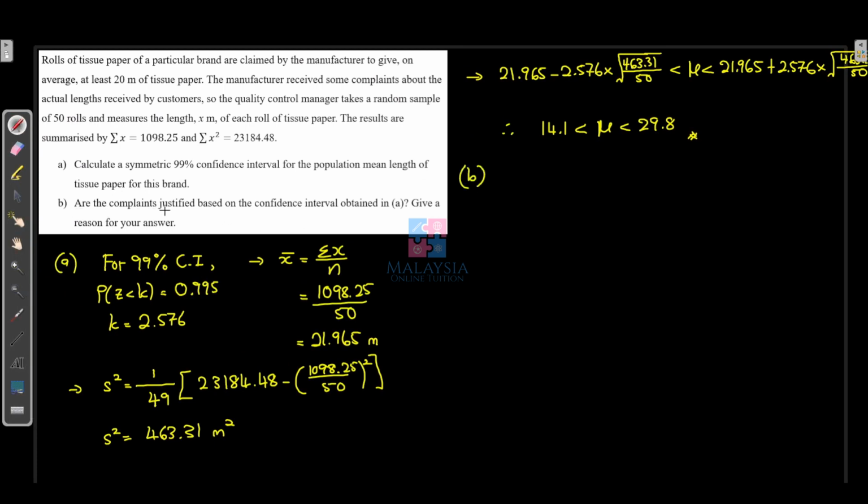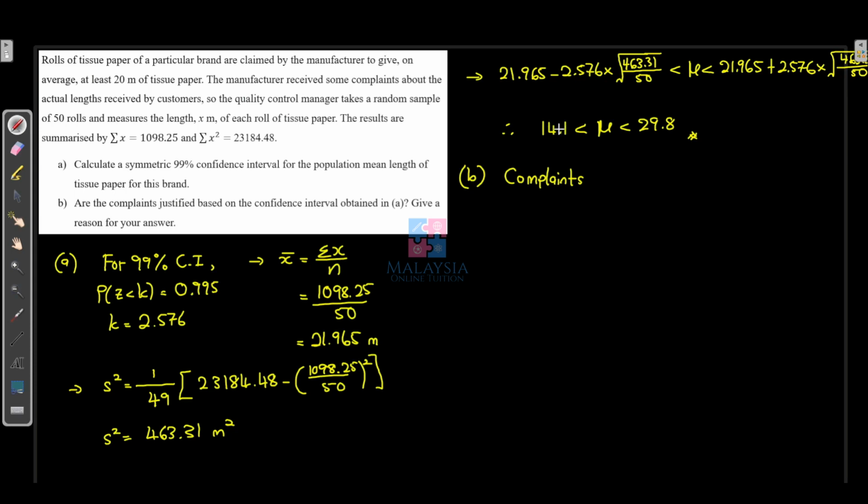So now for part B, are the complaints justified based on the confidence interval obtained in part A? Give a reason for your answer. So this one is clear cut. The answer: complaints justified, since you can see that the population mean can be as low as 14.1. If the manufacturer advertised that the rolls of tissue paper sold by them have at least 20 meters of tissue paper, but based on the confidence interval, it can be as low as 14.1.